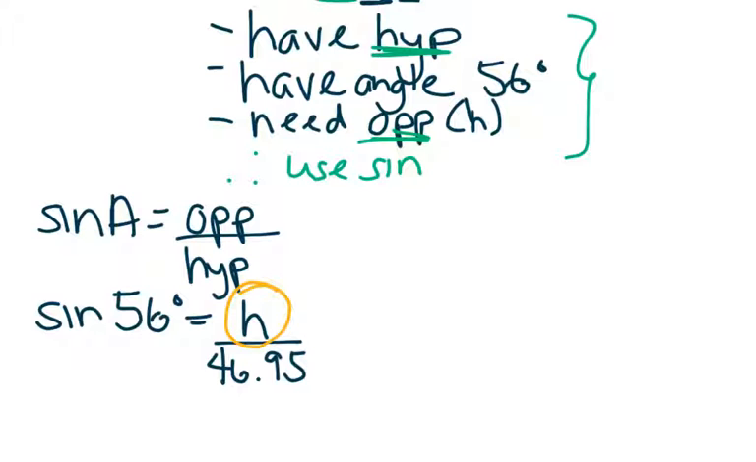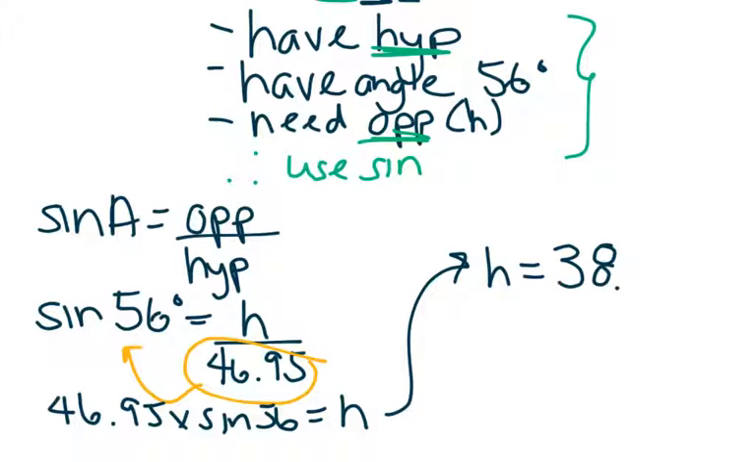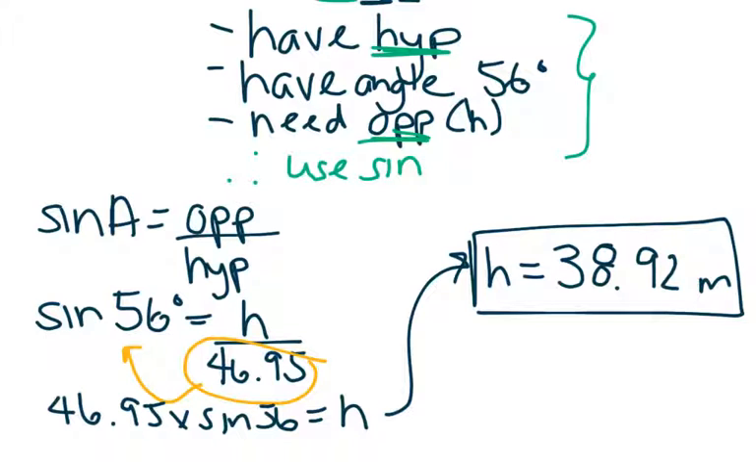We're on our last step here. We want to get h by itself. What's in the way of h being by itself? Well, it's this divided by 46.95. So we're going to bring it onto the other side, and it's going to turn into 46.95 times sine of 56 is going to equal h. If we plug that all into our calculator, 46.95 times sine of 56 is going to equal 38.92 meters. And there is our final answer.